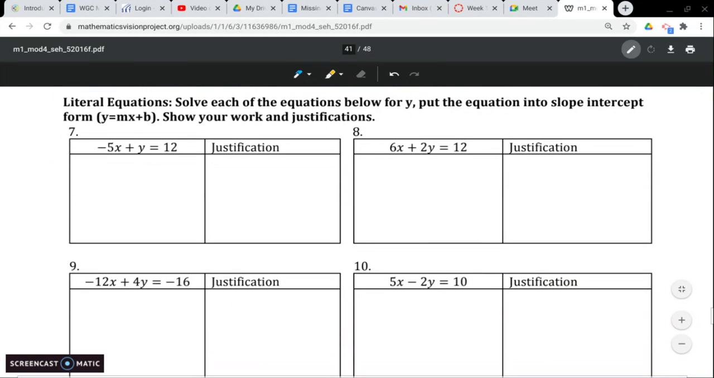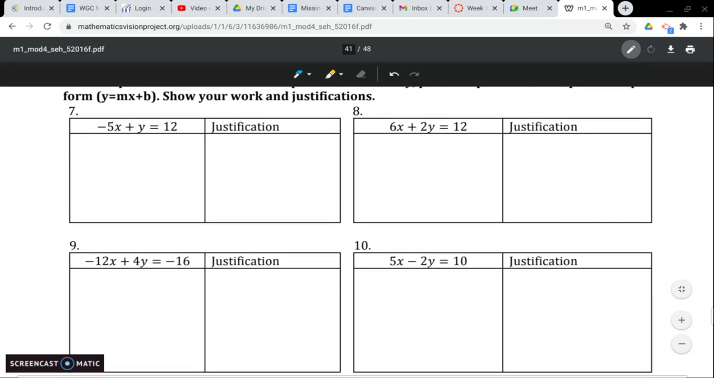All right, the next section is all about literal equations. So solve each of the equations below for y. Put the equation into slope-intercept form, which remember that's y equals mx plus b. Show your work and justifications. Yes, I do want you to show your work.